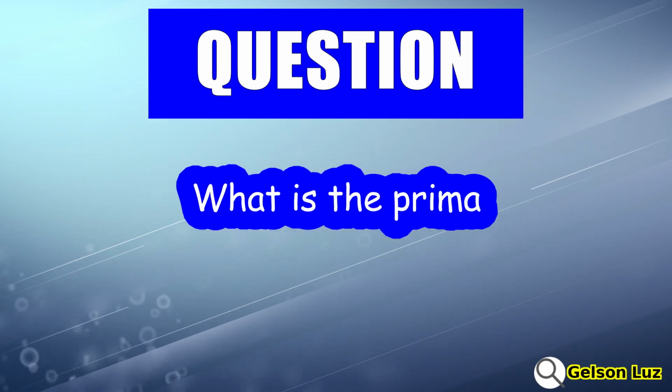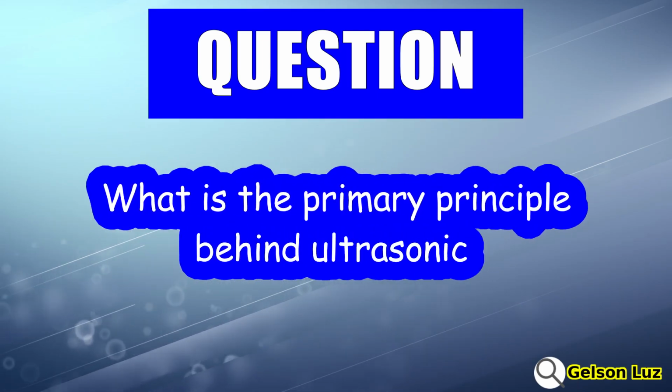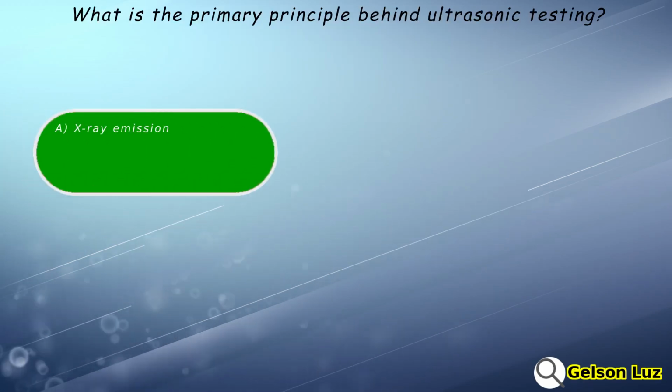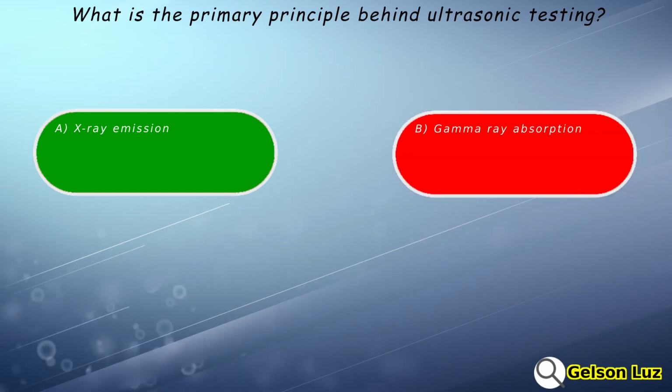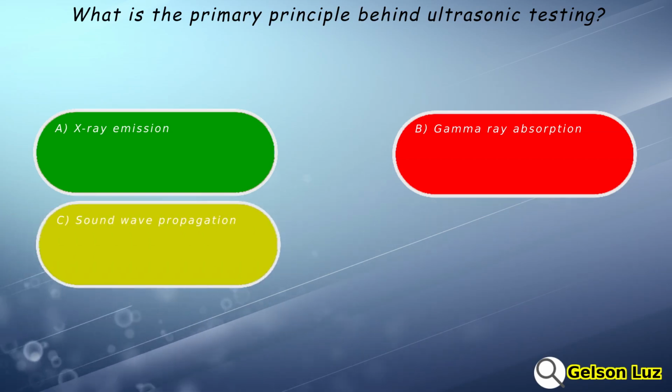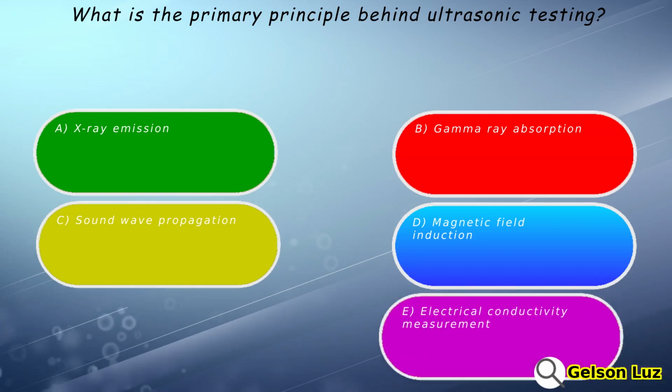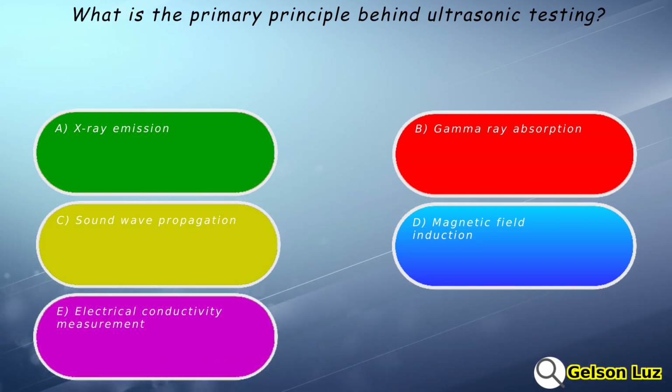What is the primary principle behind ultrasonic testing? A. X-ray emission. B. Gamma ray absorption. C. Sound wave propagation. D. Magnetic field induction. E. Electrical conductivity measurement.